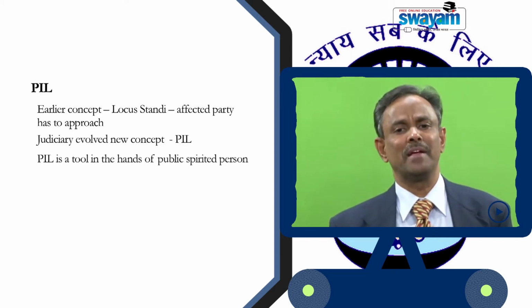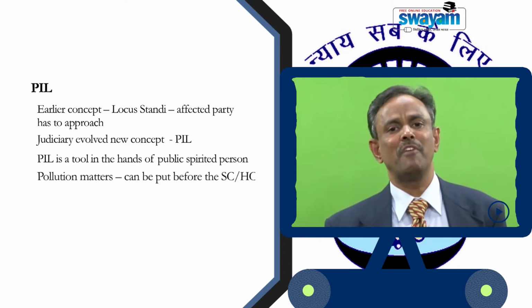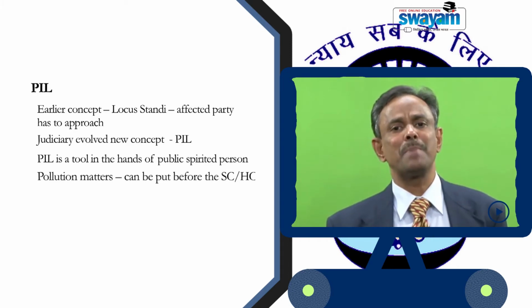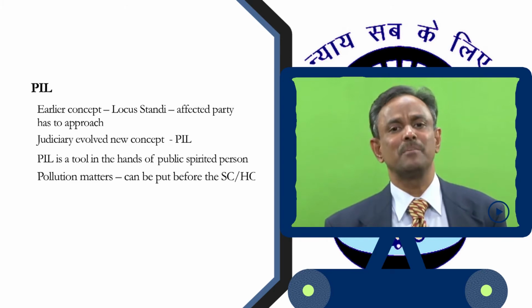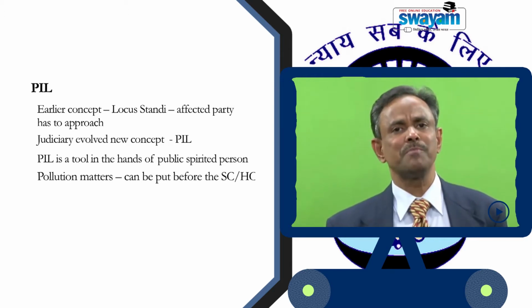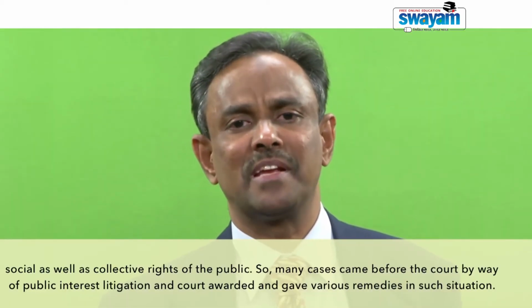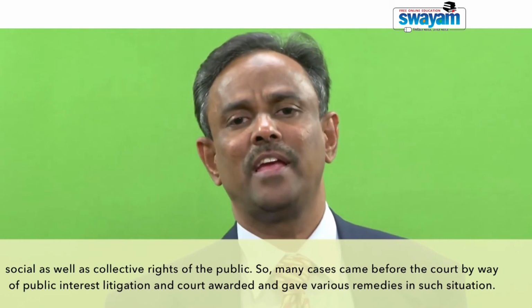In case of environmental matters, any person who is interested in protecting the health of the public can approach the High Court or Supreme Court by way of public interest litigation and avail appropriate remedy to stop such kinds of pollution. Various issues came before the court in public interest litigation and environment. The issues mainly deal with concepts like public injury, public duty, public interest, and social as well as collective rights of the public.